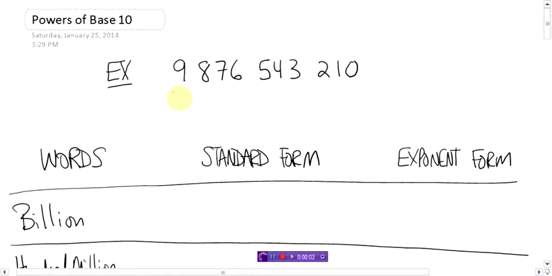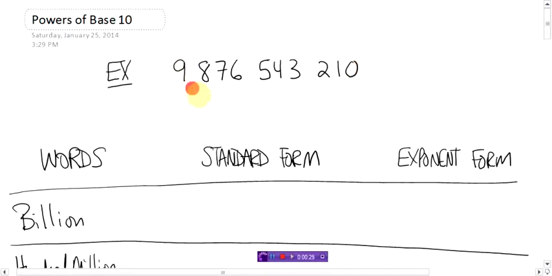Okay, so here's a hand. Powers of the base 10. So when you have 10 as the base and different exponents with the 10, this is going to make you remember all your place value stuff. Let's take a look at this number here. How would you say that?